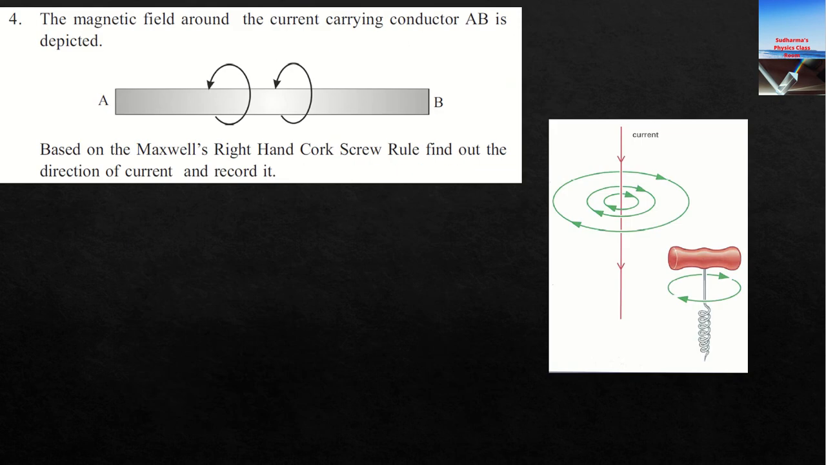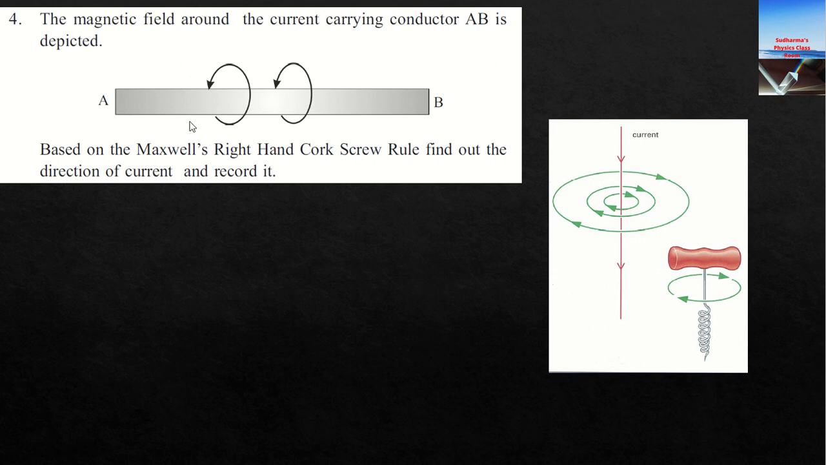The magnetic field around the current carrying conductor AB is depicted. So AB is shown here. Based on Maxwell's right-hand corkscrew rule, find out the direction of current and record it. So what is right-hand corkscrew? Right-hand corkscrew is the one which we can tighten the screw if you rotate it in the clockwise direction towards right. So we tighten the screw in whichever direction the current flows.